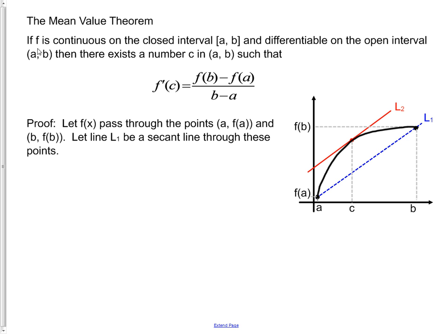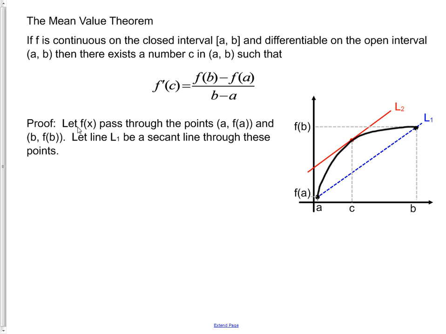So we're going to say the following. Let's take our mean value theorem again. It says if f is continuous on a closed interval from a to b and differentiable on an open interval between a and b, then there will exist some number c in between a and b such that f prime of c is equal to f of b minus f of a over b minus a. That is the slope of the secant line.